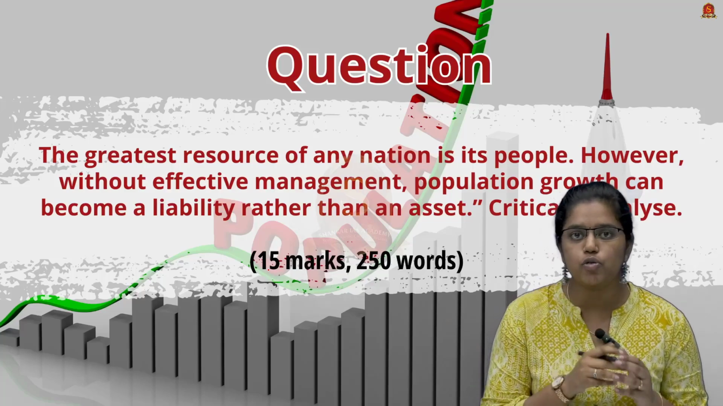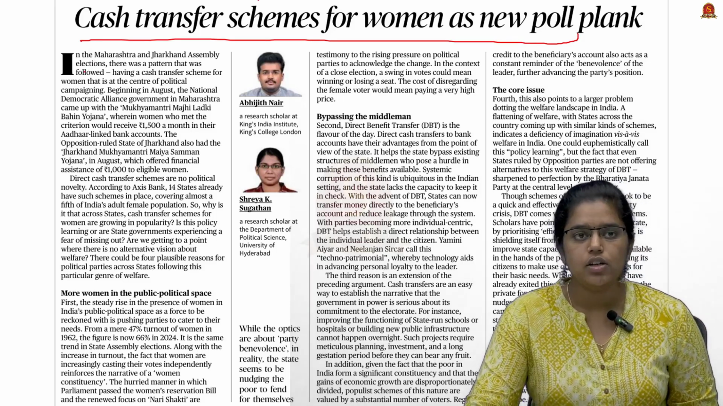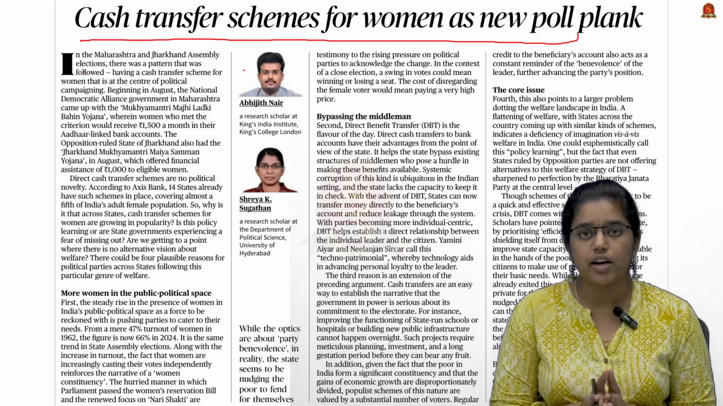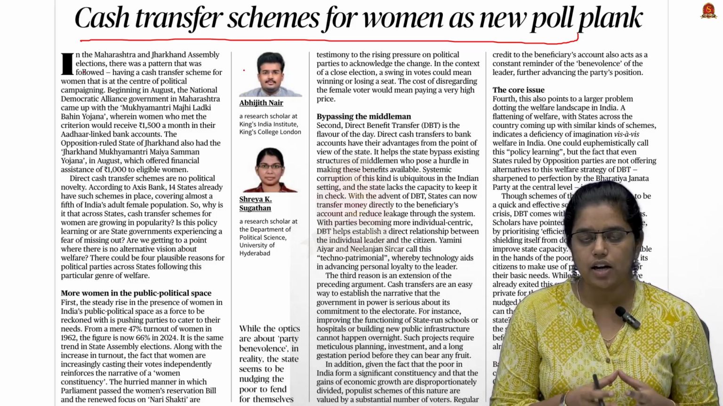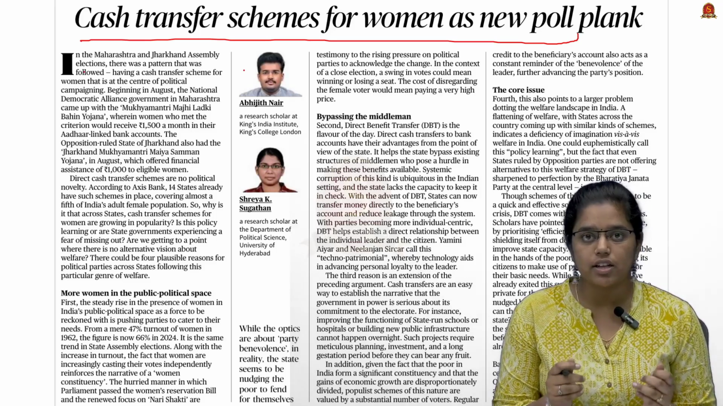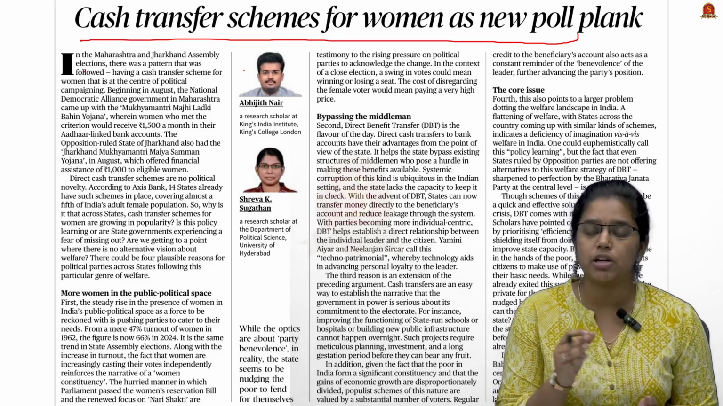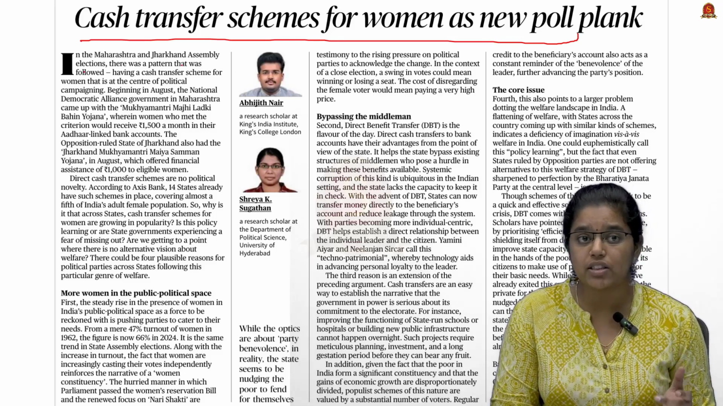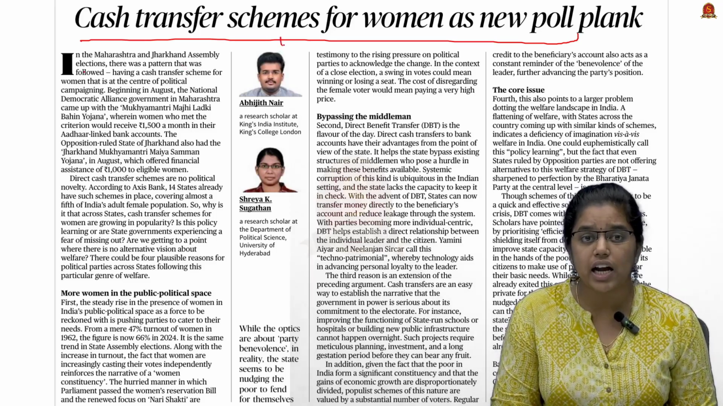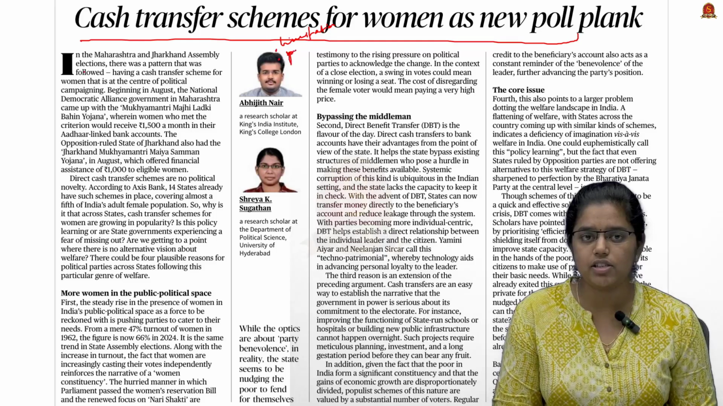We will definitely review it for you. Cash transfer schemes for women as a new poll plank. This is the next editorial which we are going to discuss. So the crux of this editorial is that recently many political parties at the state level and the central level are using cash transfer schemes as a main thing in their political campaign. What can be the political implications and various multidimensional implications of implementing these kinds of cash transfer schemes, especially for women? What are the challenges in doing this and why is it recently gaining so much popularity? We will discuss all about that.